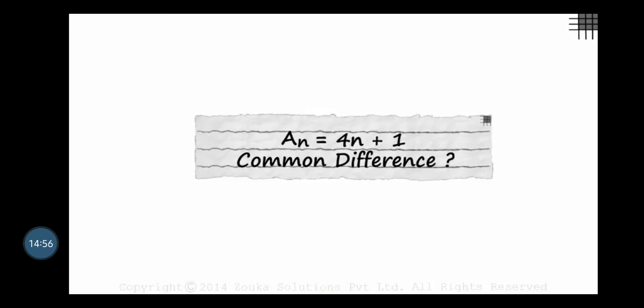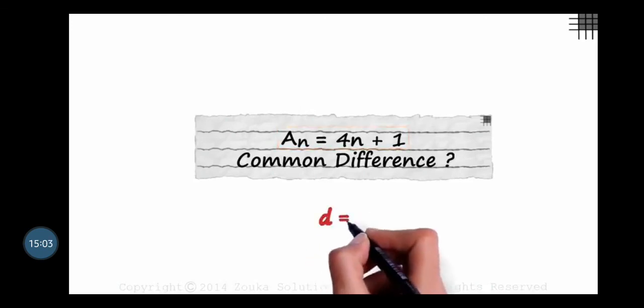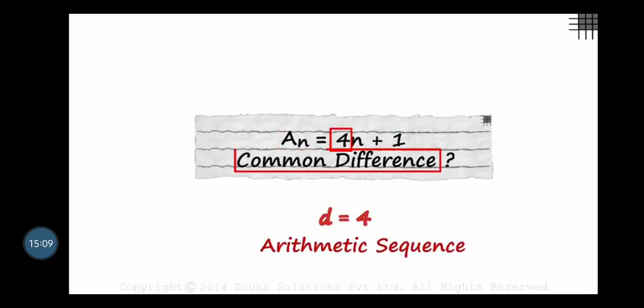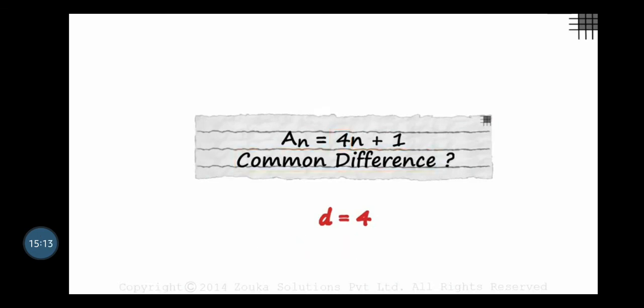Yes, just one. Just by looking at the sequence, we can say that the common difference d is equal to 4. In an arithmetic sequence, the coefficient of n is the common difference. n is the term number.